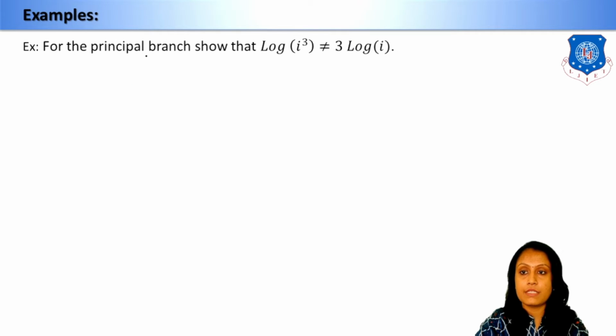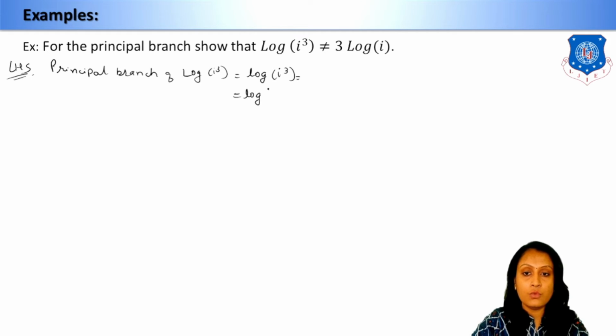Now let's solve a few examples. The first one is, for the principal branch, show that log of i cube is not equal to 3 log i. So let's start with the left hand side. We have to write the principal branch of log i cube, so we need to find small log i cube. This i cube we can write as log i square into i, and i square is minus 1, so we have log of minus i. Now we need to find the value of log of minus i.